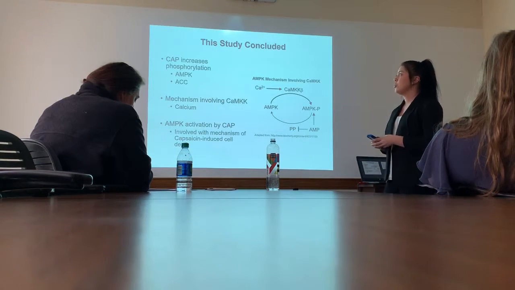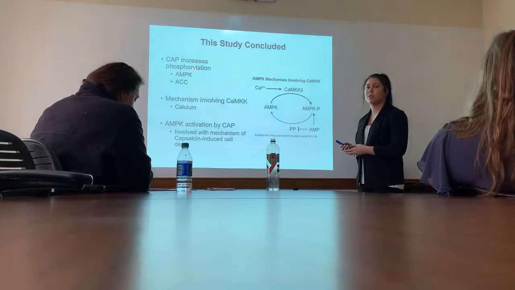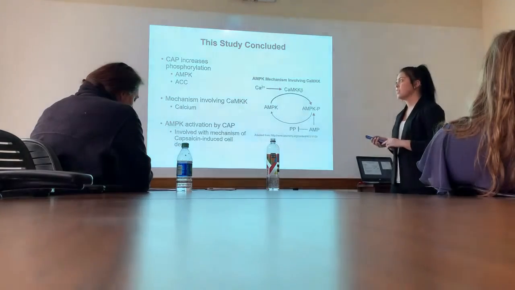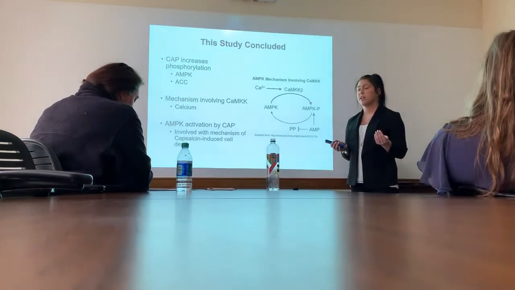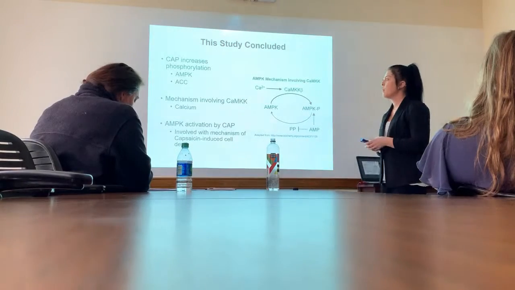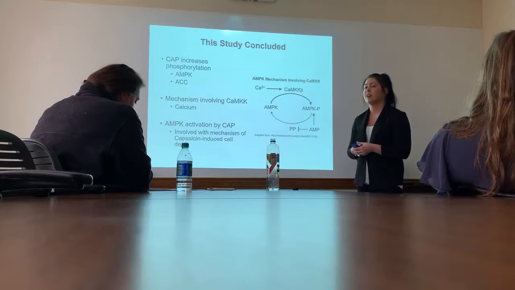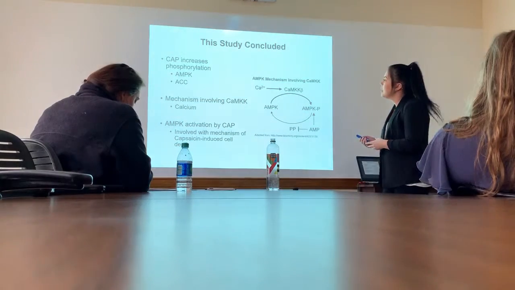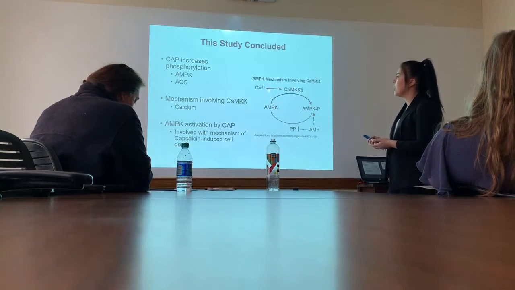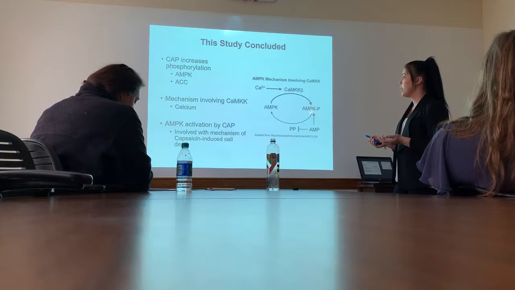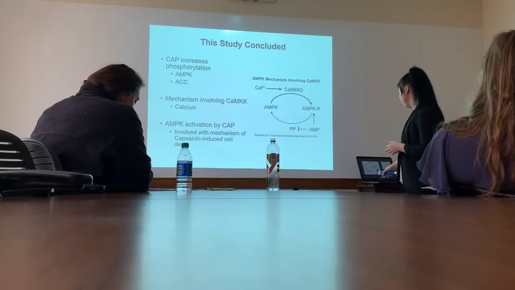So this study ended up concluding that CAP does increase phosphorylation of AMPK and ACC, and the mechanism involving CaMKK along with calcium was the correct mechanism. And AMPK activation by CAP is involved with the mechanism of capsaicin-induced cell death. And in this figure, it just shows all together how once calcium activates CaMKK beta, the inactive or active form of AMPK is shown, and shows how it all regulates together.